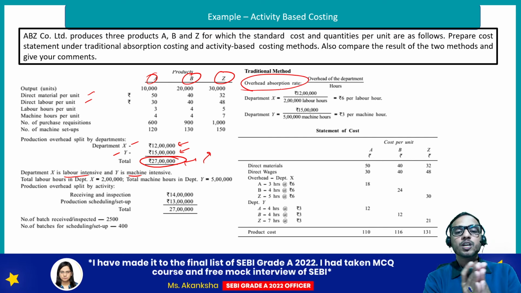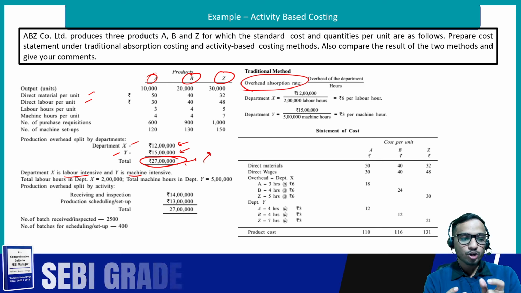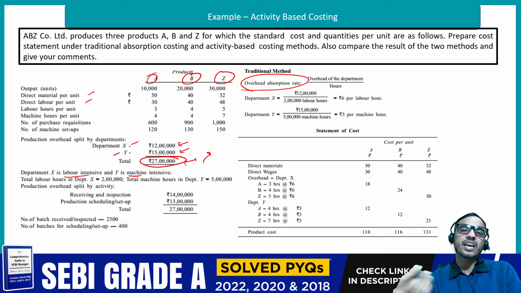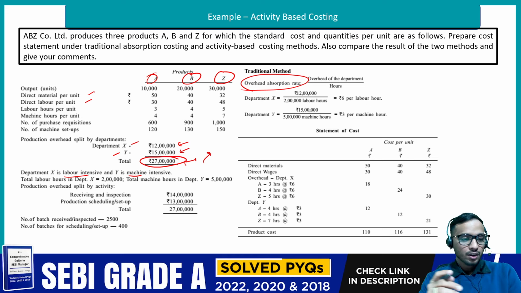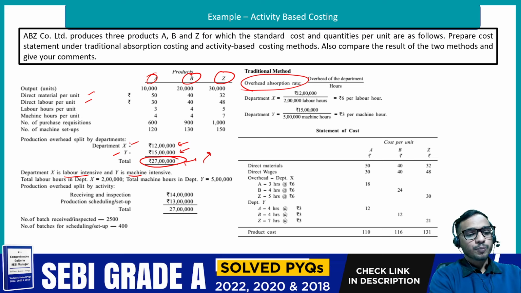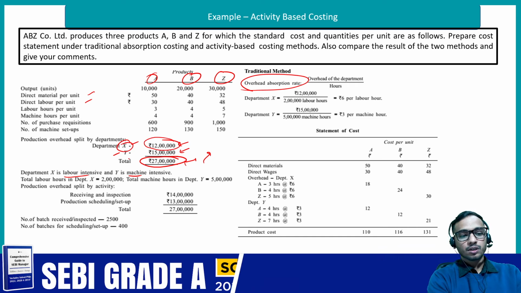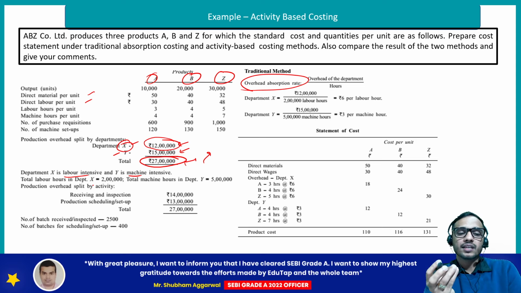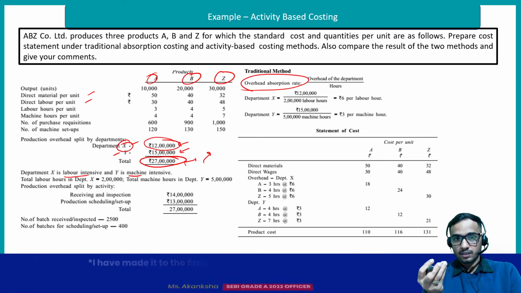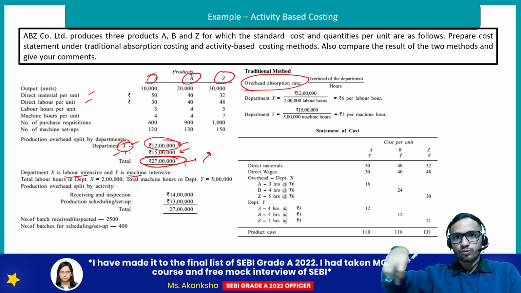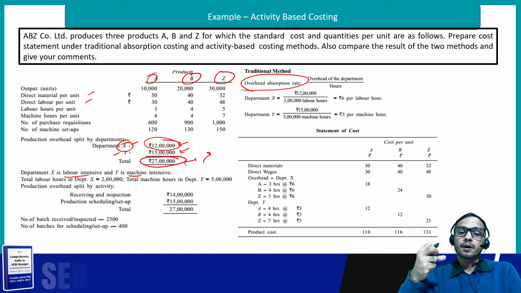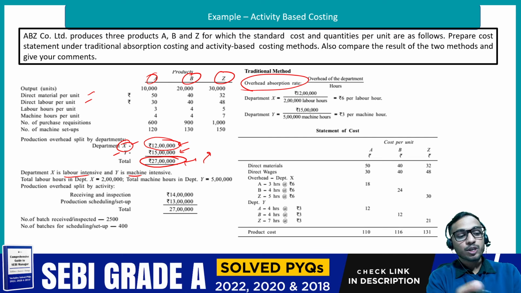And this rate is going to be dependent upon the labor hour or machine hour or any factor that is given in the question, right? Now in this question, this department X cost would be dependent upon the labor hours. This overhead will be absorbed by the unit of goods using the labor hours, right?